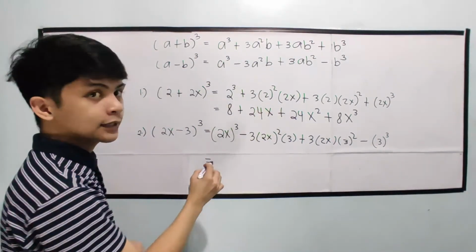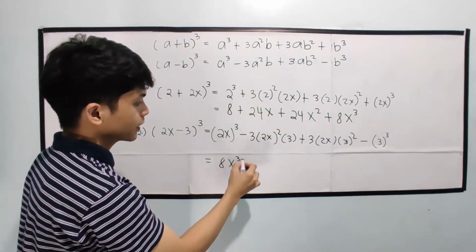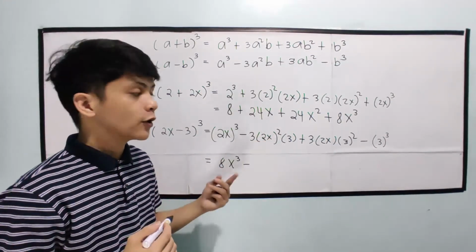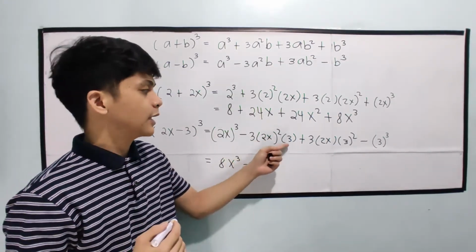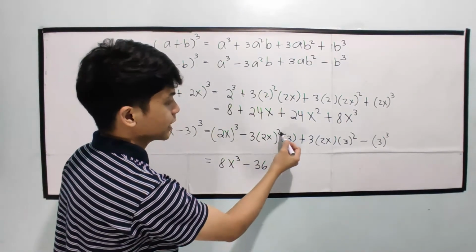So, simplify lang. 2 cube is 8, x cube. Minus 3 times 2 squared. 2 squared is 4. 3 times 4, 12. Times 3. 12 times 3, 36. Times x squared.